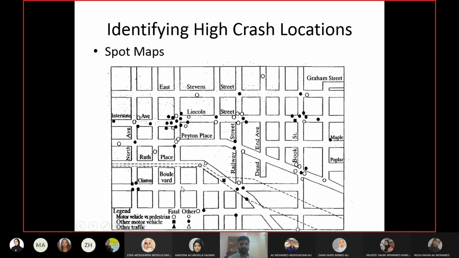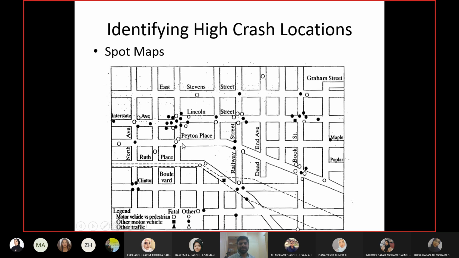And if you have other traffic, which may include motorbikes, or in some countries, rickshaws and animal-driven vehicles and so on, in that case you represent it with triangles. But you can see in this figure, there are no triangles. So there's no other traffic here. Maybe it's only for cars and these things.